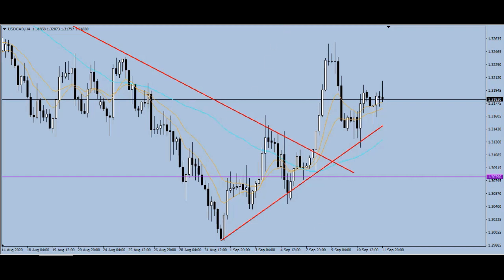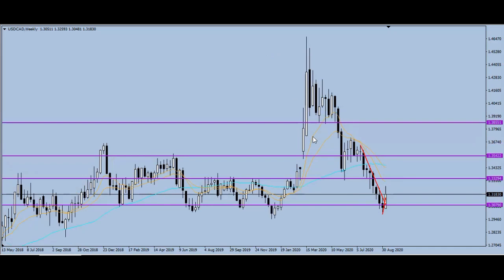Okay, let's take a look at the weekly. Let's see if there's anything much there. On the weekly time frame, we can see that there is rejection on this level. This is a strong support level. You can see the rejection there. You can see it acting as resistance here, and here again.